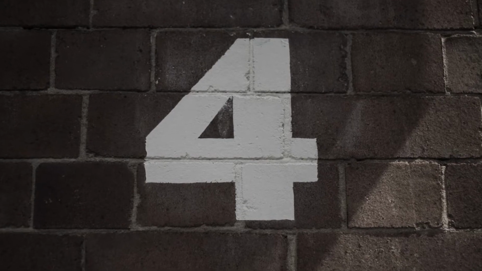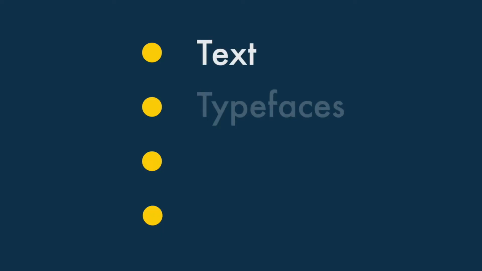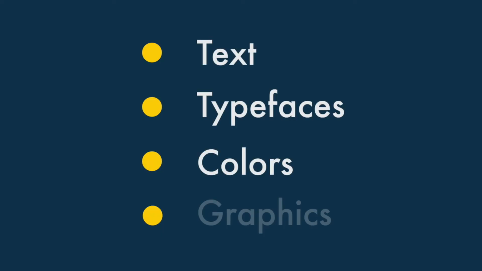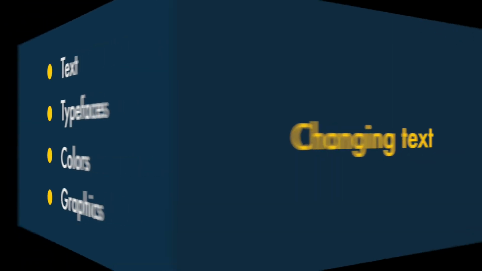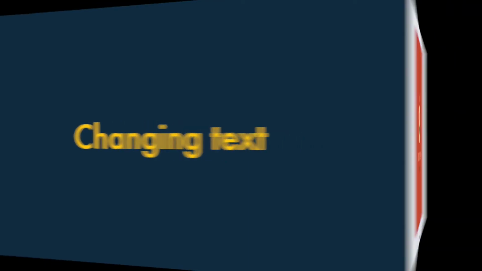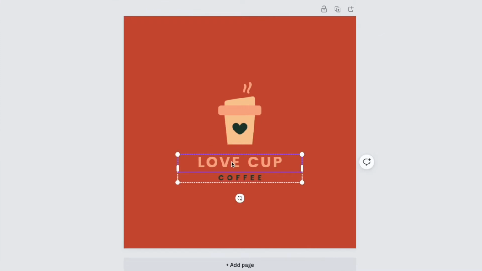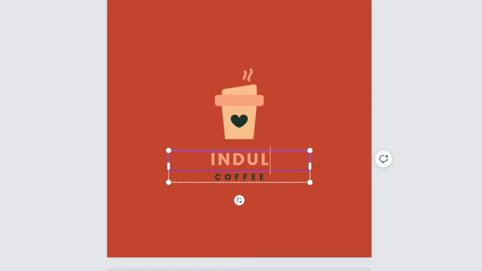Okay, so to turn a Canva template into a custom logo, there are 4 things you'll usually want to change: your logo's text, typefaces, colors, and graphics. Changing your logo's text is very easy. You can either edit existing copy on the logo or add entirely new text. To edit existing text, just click on the words you'd like to change. Then, replace this copy with your preferred text.